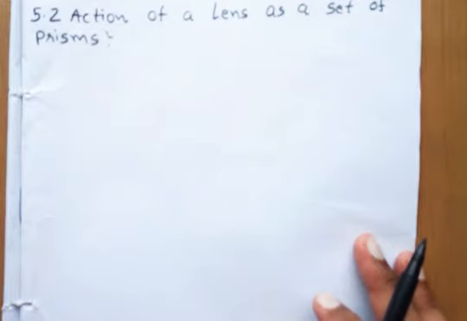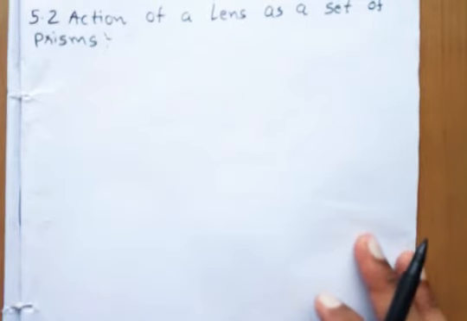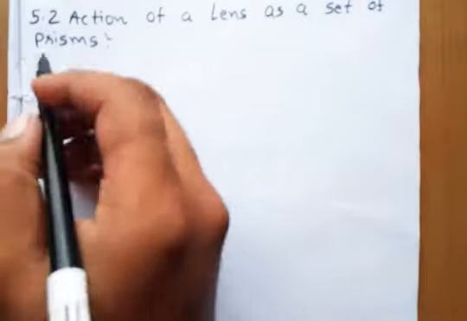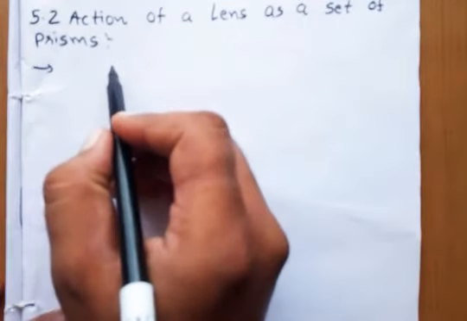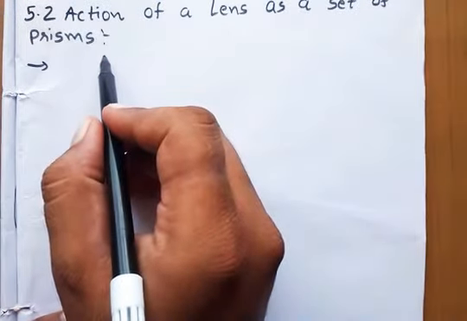So today our topic is from ICSE Board Standard 10 Chapter 5, Action of a Lens as a Set of Prisms. So we know that lenses are of two types, convex lens and concave lens. Today we will talk about how, suppose I have a convex lens, I will divide it into small cuts.